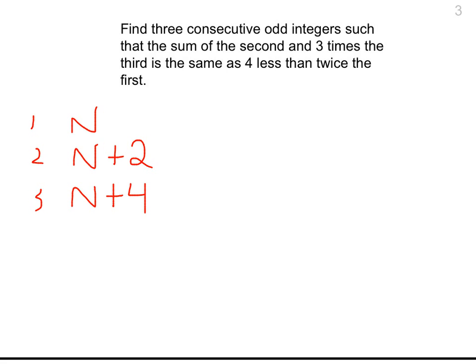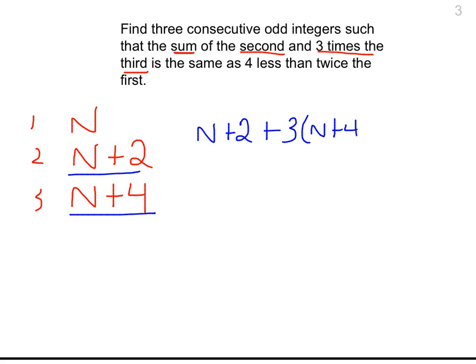Sometimes that helps since we're saying sum of the second, 3 times the third. Okay, so we're going to be adding something. We're going to be summing the second one and then 3 times the third one. So the second one is n plus 2. And then I'm going to add that to 3 times the third one. So 3n plus 4. And that equals 4 less than twice the first. Remember, when you have a less than, that goes after whatever it's less than. So I'm going to write minus 4 over here. And what it's less than is twice the first. So that means 2n.